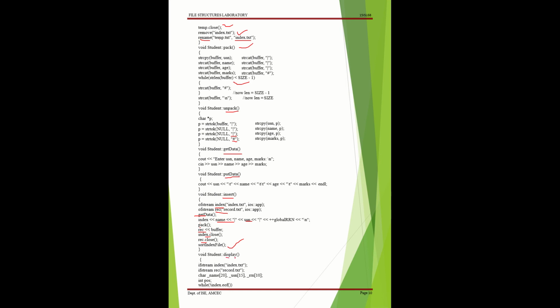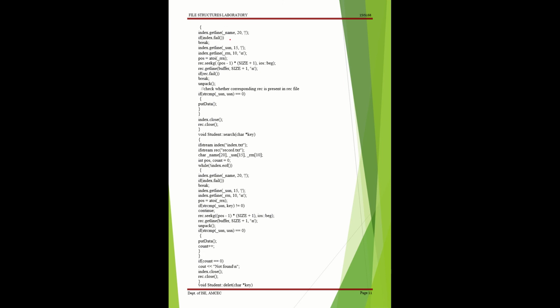The next is display. Display also works the same way as your previous one. I am opening index and record. I am using the index file end of file method. I am reading the value name from the index file because I have loaded name and USN, and here I can see that USN is also retrieved. Okay, and again RRN is also retrieved.